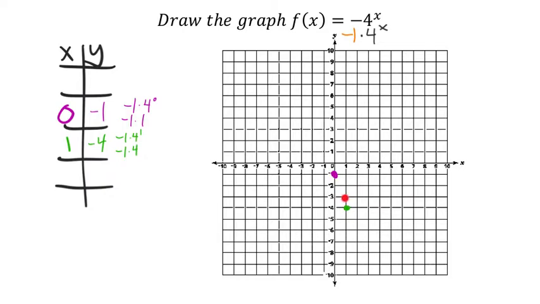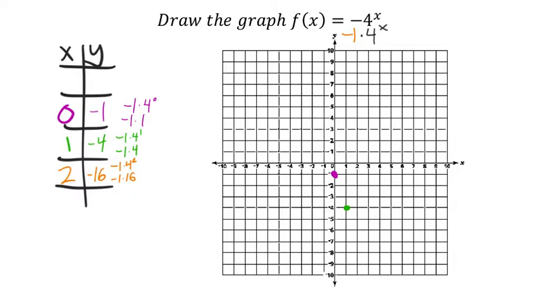Now already I know that this is going to get really steep really fast going downwards, and then to the left it's going to get close to 0. But I'm going to prove that. The next value probably won't fit on the graph. I'm going to choose x is 2. So that'd be negative 1 times 4 to the power of 2. That'd be negative 1 times 16, which is negative 16. Again, it's exponential, so it's going to increase very quickly, even if it's increasing the negatives.